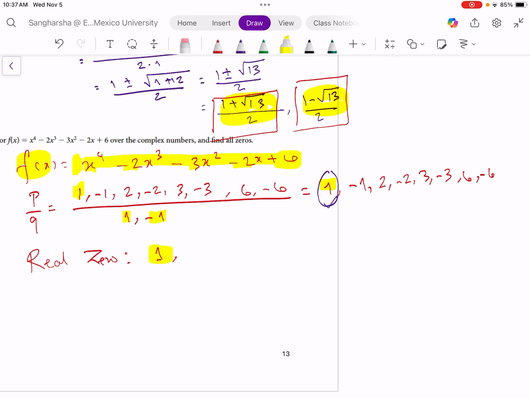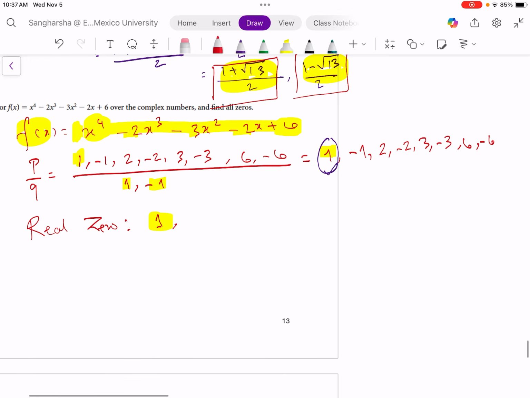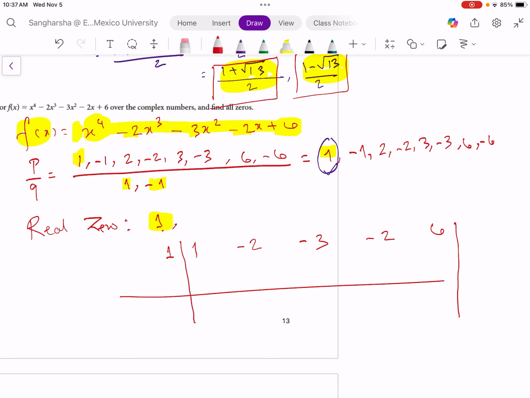Okay, the coefficient of x to the power 4 is 1, coefficient of x cube is -2, coefficient of x square is -3, coefficient of x is -2, and constant 6. We are dividing these coefficients by the real zero, 1. So you drop 1, 1 times 1, 1, this is -1 times 1 is -1, this is -4 times 1 is -4, this is -6 times 1 is -6, 0. This is our remainder r of x.